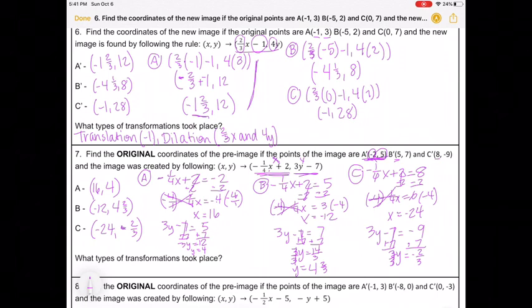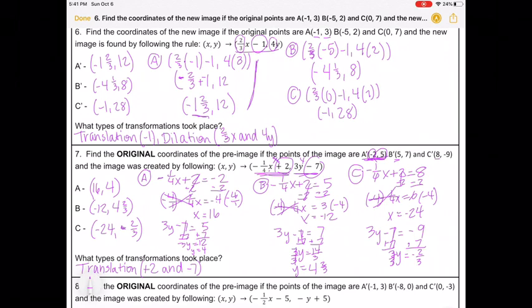Okay, and what type of transformations took place? So again, I usually look for translations first. Is there addition or subtraction? Yes, there's a plus 2 and a minus 7. So that tells us there is a translation. And write in parentheses how you knew that. Well, they added 2 and then minus 7, so it went to the right 2 and down 7.